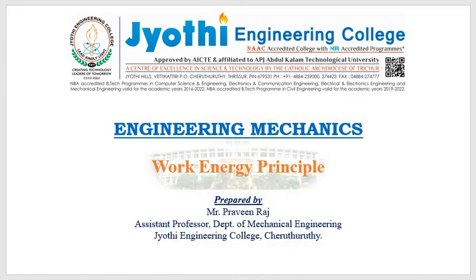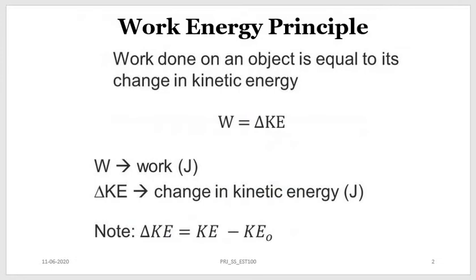Okay, and we know that the work done by a force is the force times its displacement. And according to the work energy principle, what it states is that the work done on an object is equal to its change in the kinetic energy. Okay, so that is a simple definition for the work energy principle. Work done on an object is equal to its change in kinetic energy.